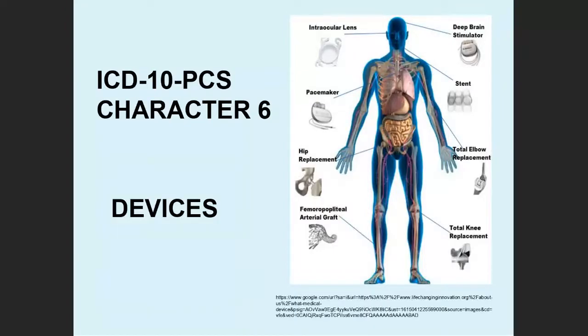Welcome. I am Terry Tropin, and today I'm discussing the guidelines for selecting device character 6 to build a PCS code from the medical and surgical section. See the videos posted on YouTube for an introduction to PCS and digits 1 and 2, and others discussing digit 3, root operations, digit 4, body parts, and digit 5, approaches. A future video in this series will include digit 7, qualifier, as the final digit in a PCS code.